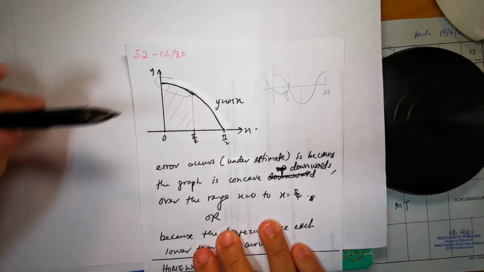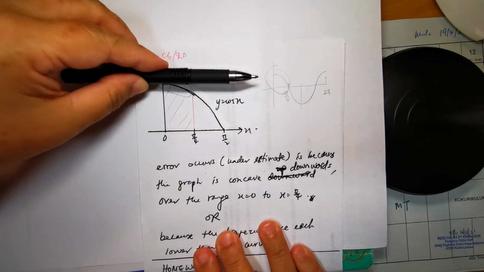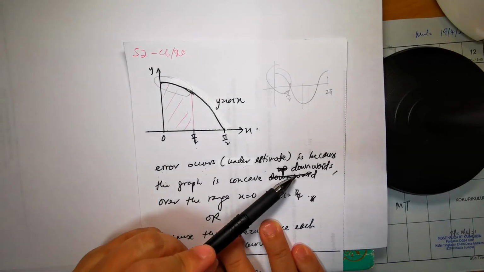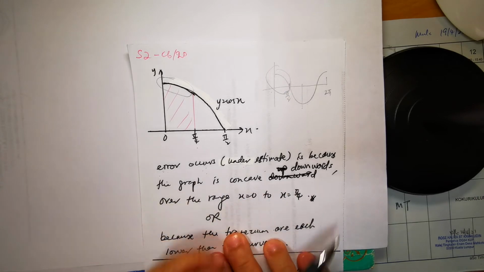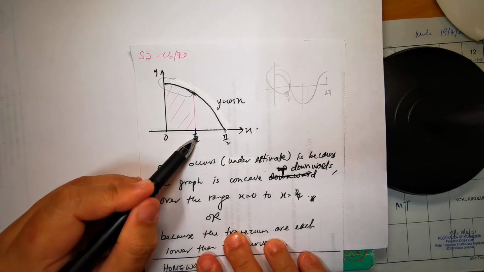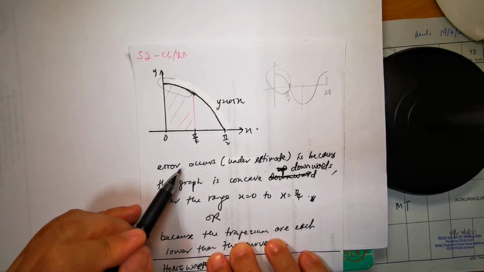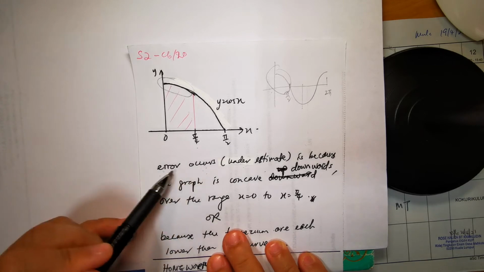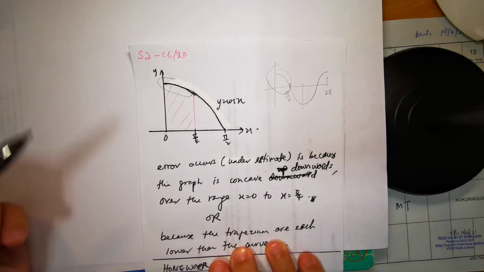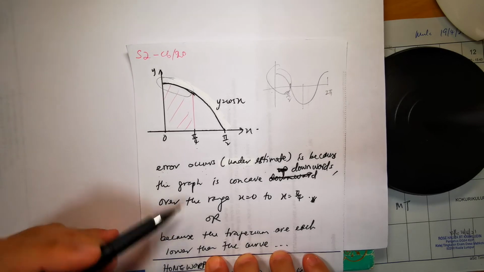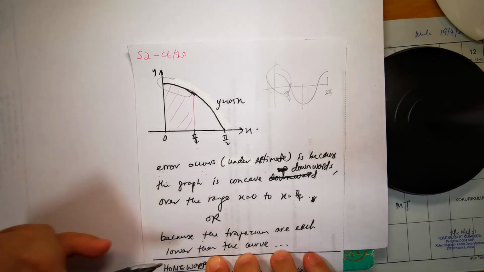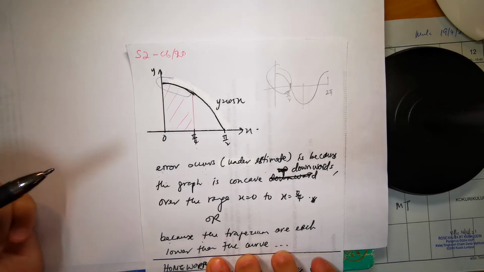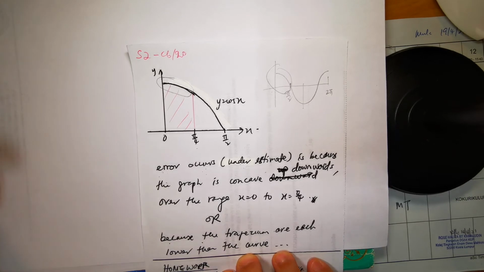Very simple lah. Remember I said if I draw the tangent, you see, if the tangent is above the curve, then it is concave downwards. All right. So the graph is concave downwards over the range x equals 0 to pi over 4. Therefore, this is the reason: because it is concave downwards, the error occurs, meaning it is an underestimate. Or another sentence you can use is because the trapezia are each lower than the curve. If you draw the trapezium, it's lower than the curve. So these are the reasons that you can use by using the diagram.